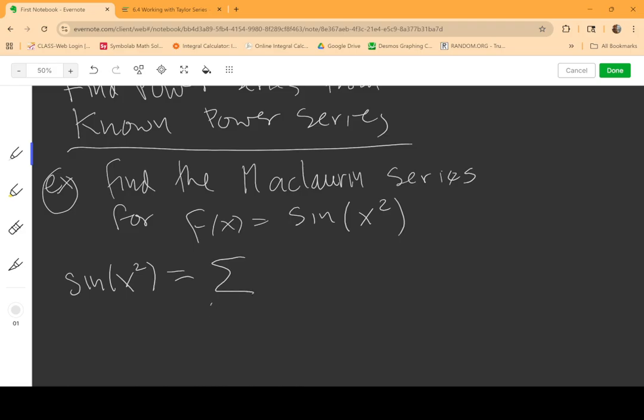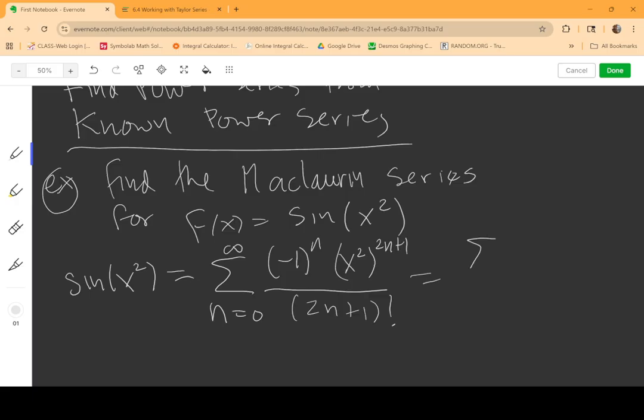So the sine of x squared would look like the sum from n equals 0 to infinity, -1 to the n, x squared raised to the 2n plus 1 over 2n plus 1 factorial. And then simplifying this, this is the sum n equals 0 to infinity, -1 to the n, x to the 4n plus 2 over 2n plus 1 factorial.